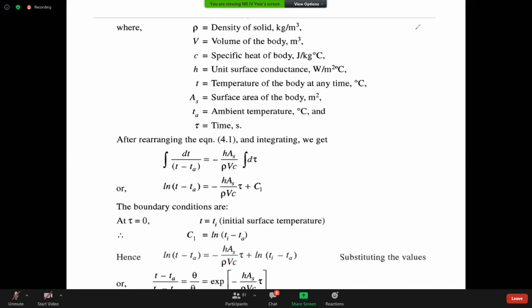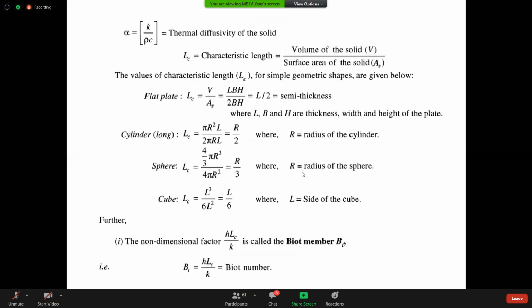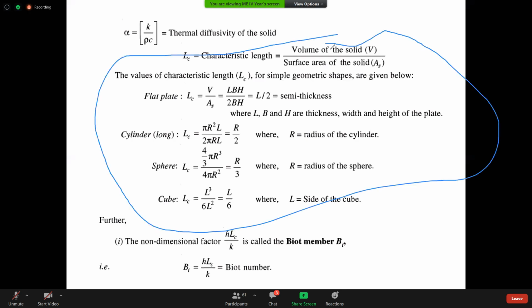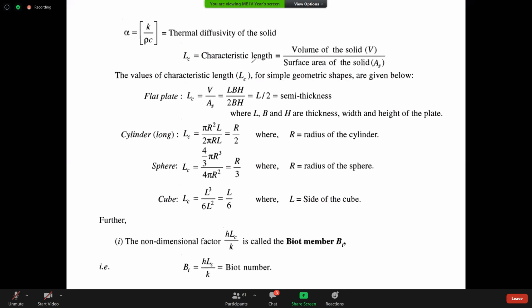So this is the lumped analysis temperature equation, and we have just 10 more minutes because I started late. As we know, I defined thermal conductivity and thermal diffusivity at the start of the classes. This thermal diffusivity will be helpful in the unsteady state, I said, right? So we have to calculate these, because otherwise you cannot do the problems, even easy problems. Characteristic length is nothing but the volume of the solid divided by the surface area of the solid.